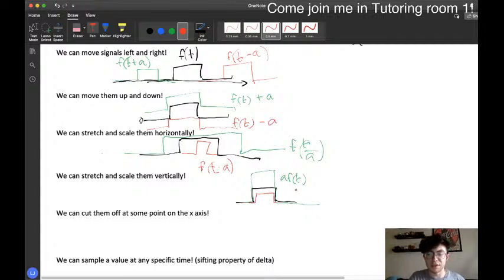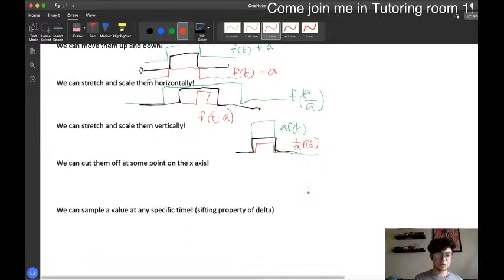Yeah, and this is divided by f of t. Right. And another feature that we get is we can cut them off at some point. This is accomplished through what we call the unit step function. So let me define that real quick.